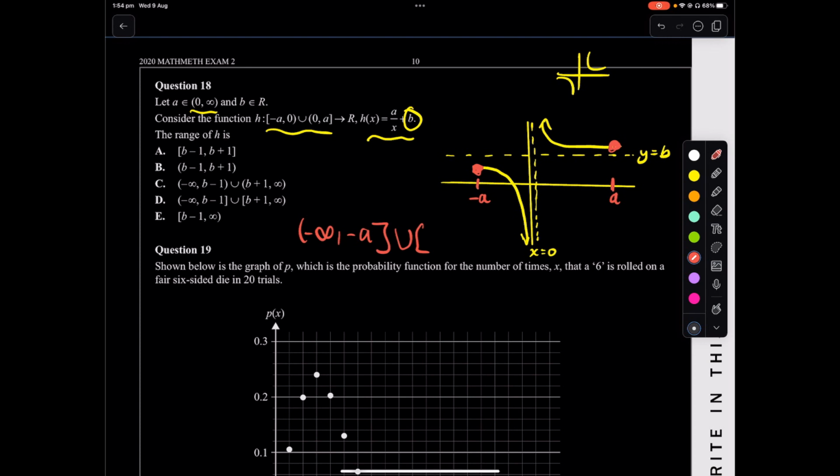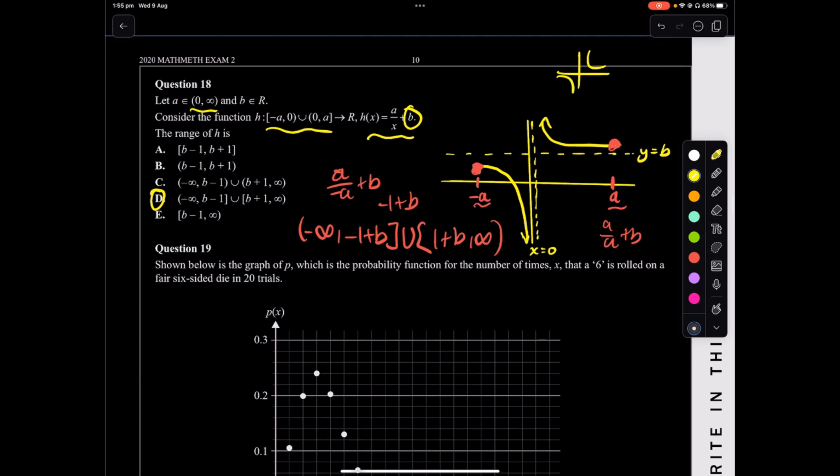Okay, it's from negative infinity to, we know this is your x intercept, so we need to sub in negative a into the function. So a over negative a plus b, negative 1 plus b. So negative 1 plus b inclusive, union, and when was it a? So a over a plus b, so it'd be 1 plus b to infinity. Which is D. Negative infinity, negative 1 over b, plus b. Perfect.